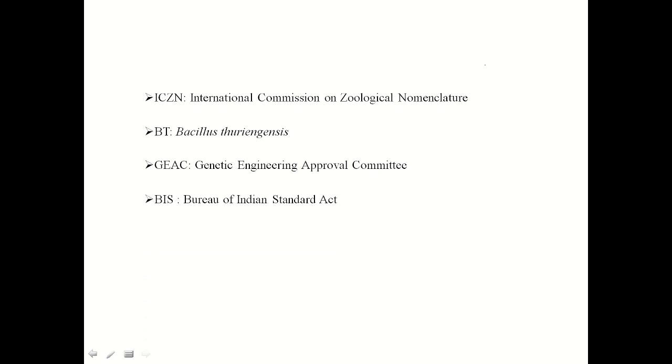ICZN, International Commission on Zoological Nomenclature. BT, Bacillus thuringiensis. GEAC, Genetic Engineering Approval Committee. BIS, Bureau of Indian Standards Act. DDT, dichloro diphenyl trichloroethane.